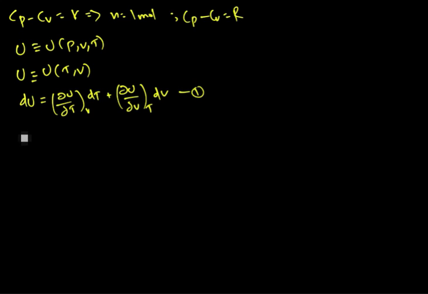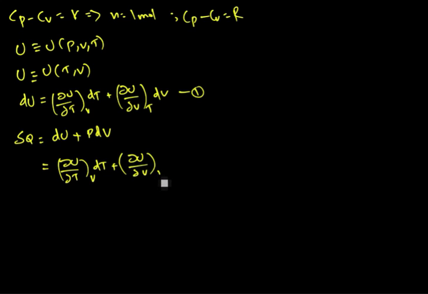According to the first law of thermodynamics, we know that del Q is equal to dU plus P dV. That is, heat given to a system is utilized for increasing the internal energy as well as doing external work. So substituting dU from equation number 1 here, we get dou U by dou T at constant volume into dT plus dou U by dou V at constant temperature into dV plus P dV.